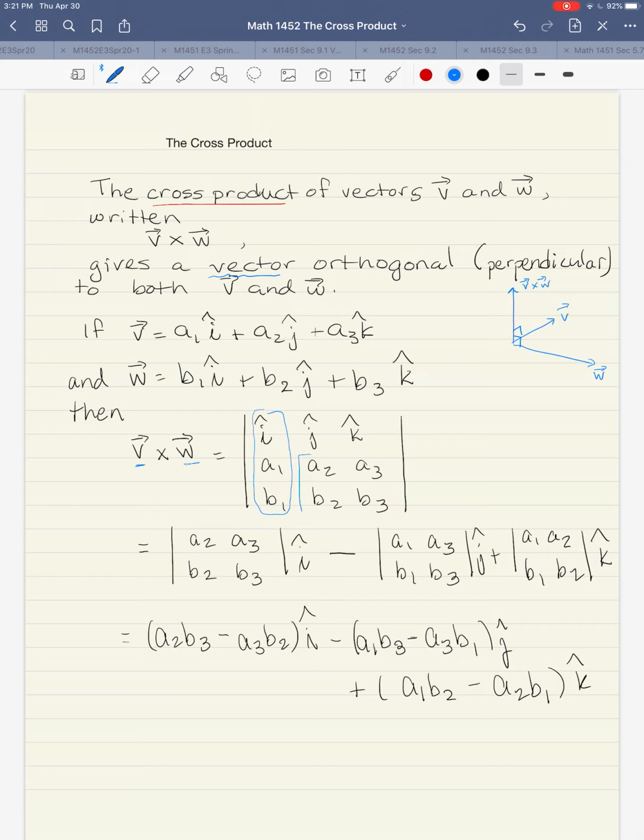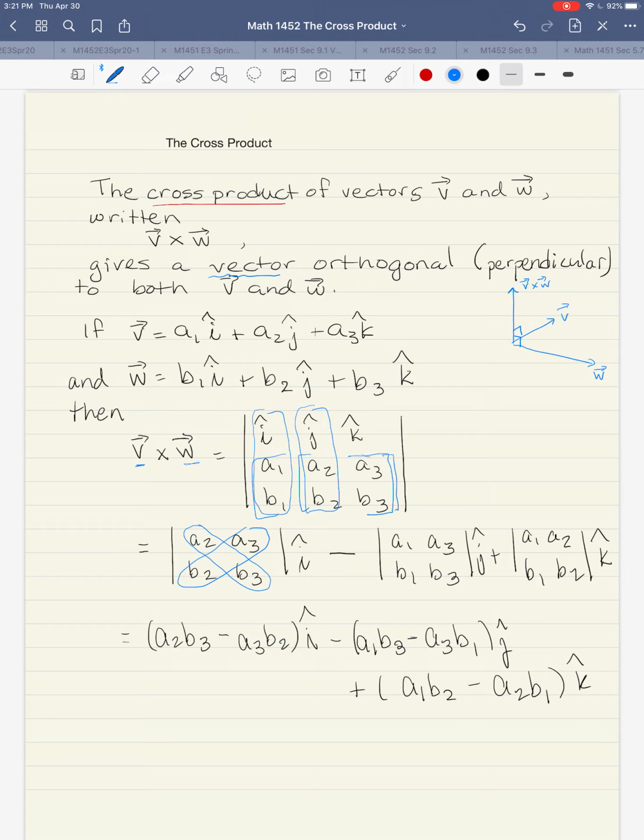To get these 2x2 determinants in the i direction, you just cover up the i column and write the remaining 2x2 determinant here, a2, b3, a3, b2. And then the same goes for the other ones. For the j component, you cover up the j column, and then the resulting 2x2 determinant would be here. And then finally cover up the k column and write the 2x2 determinant.